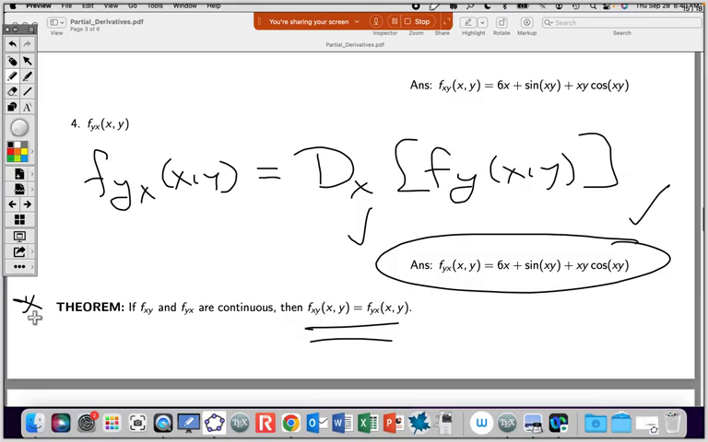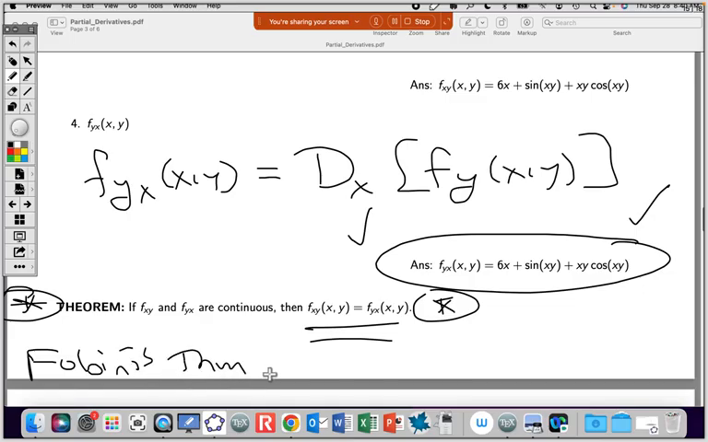And the theorem is if fxy and fyx are continuous, then they will always be equal. This is an instance of what's called Fubini's theorem, which is a theorem about integration that we'll talk about in the next chapter. But we can use the integration version of it to come back and then prove the differential version. Otherwise, I believe you can get the theorem using mean value theorems. But this says that if you're dealing with continuous functions, the order of derivative doesn't matter.